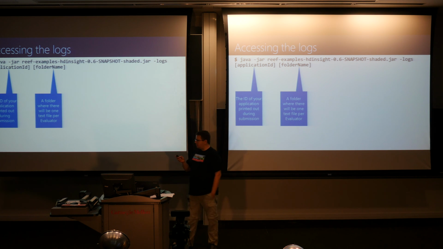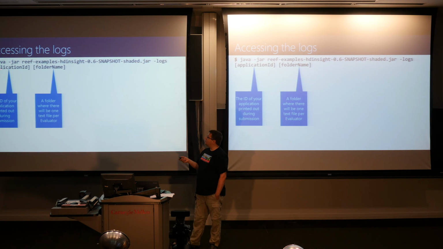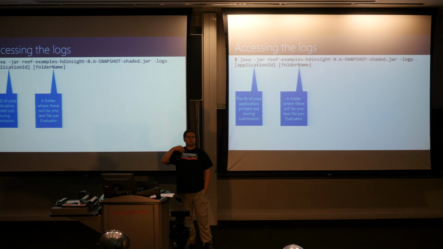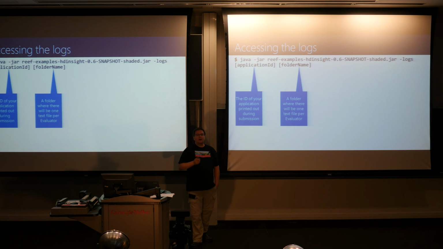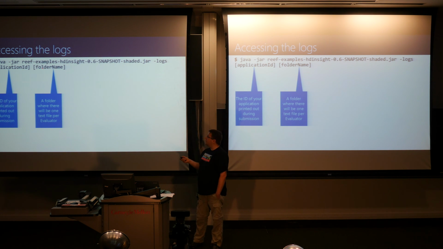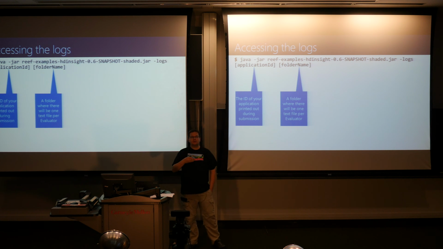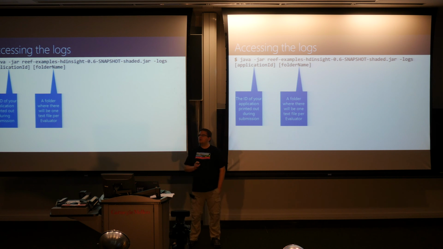Okay, last command was accessing the log. And there it's ultra convenient to give it two parameters. The first one is the application ID. That's the one that was printed out when you submitted the job. And the second one is a folder into which it will store all the logs, one file per evaluator that you had. If you don't give the second parameter, it will just print out everything to your console window. Right? And you can redirect it to a single file if you want that.